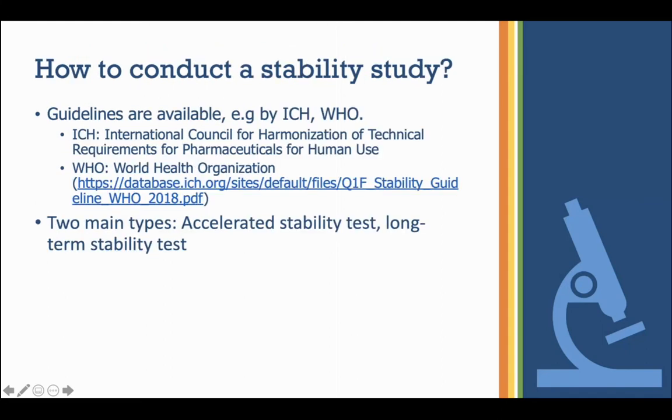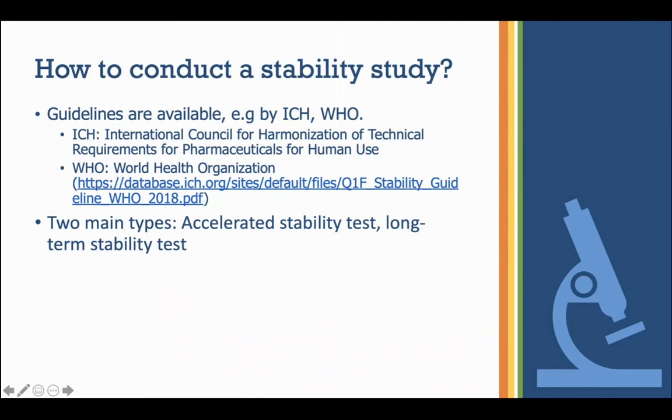So how to conduct a stability study? Usually, a stability study is conducted according to a specific guideline. There are different guidelines available. As an example, the ICH is quite famous. The International Council for Harmonization of Technical Requirements for Pharmaceuticals for Human Use. The ICH guideline is quite comprehensive and famous, and also another guideline by WHO.